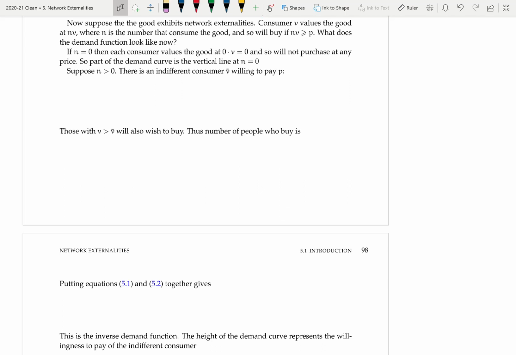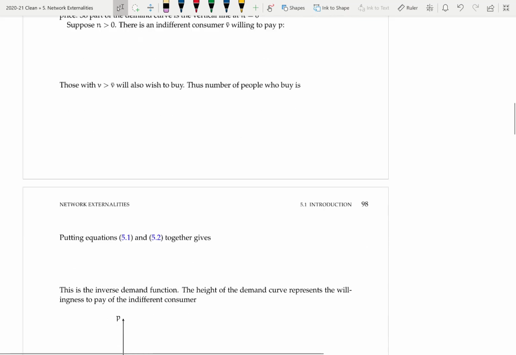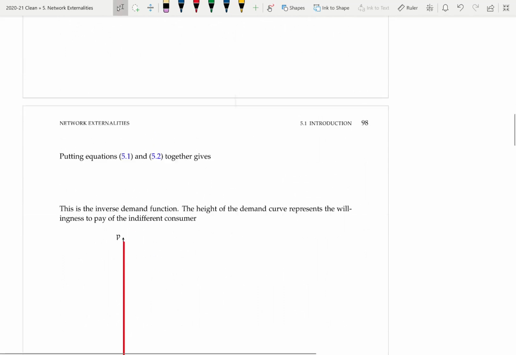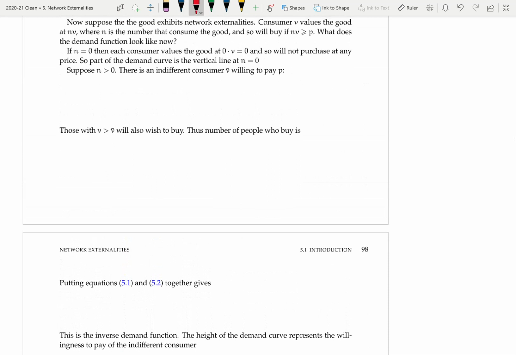So what does this do to the demand function? Well, the first thing to note is that if N equals 0, if nobody buys, then each consumer values the good at 0, and so no one will want to purchase. So part of the demand curve is the vertical line at N equals 0. If everyone expects no one to buy, then no one will buy. Now let's look at the cases where N is positive. Then there will be an indifferent consumer, V bar, who's willing to pay exactly P.